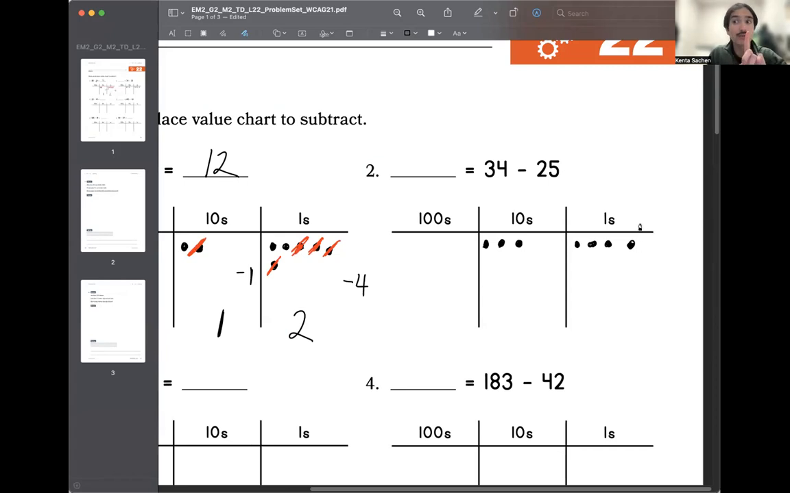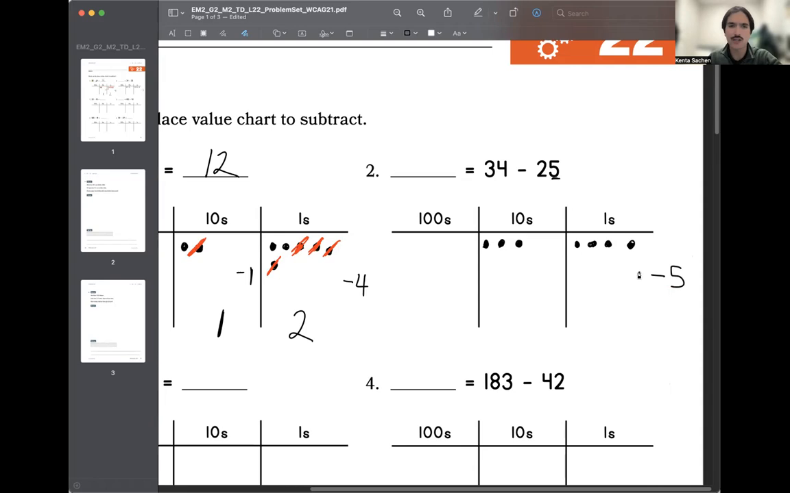But remember, I'm not going to do this all at once. I'm going to start by subtracting my ones. So I need to subtract 5. So I'll go ahead and draw minus 5 here. Okay. Now, I hope you notice there's a problem here. Can I subtract 5? What do you think? Can I take 5 of these away?